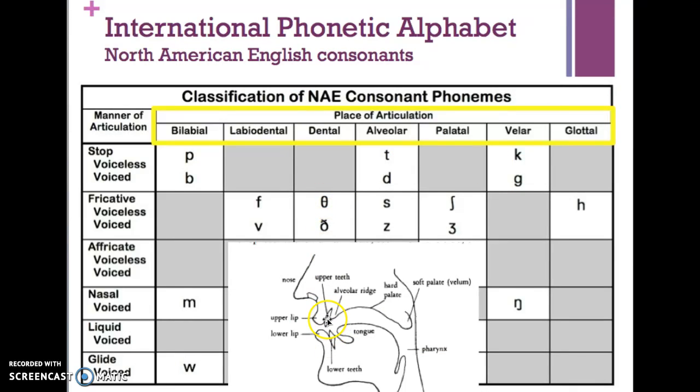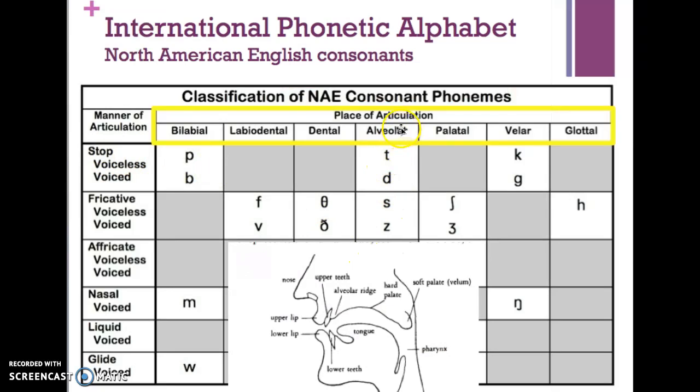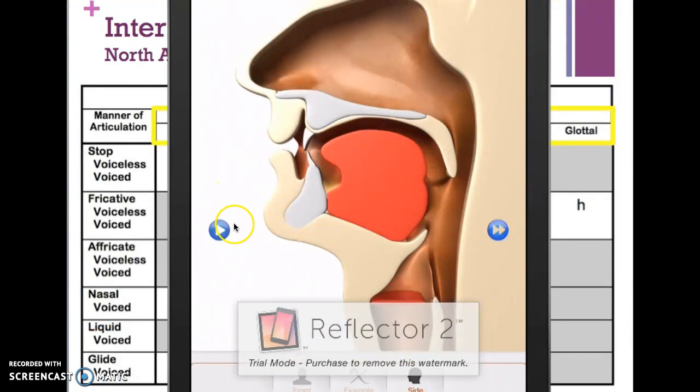Dentals, on the other hand, require your teeth to produce that sound. So again, let's look at my iPad and watch the teeth. So the tongue and the teeth came together to form that narrow passage. Let's look at alveolars. So your alveolar ridge is right behind your teeth, and these are the S and the Z sound. So let's take a quick look again at my iPad. And the tongue went up to that alveolar ridge again.